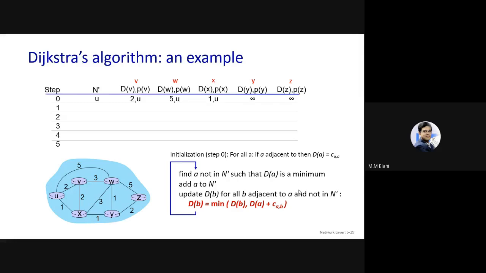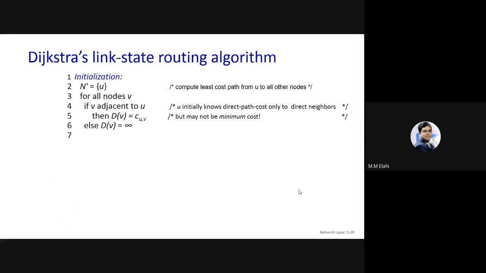We have to specify one column for each possible destination. So U is the source. How many destinations? 5, right? V, X, W, Y, and Z. So for each of these destinations, create a column in the table. Okay. So for each column, specify 2 values. One is capital D, one is a small p. What is capital D? What is a small p?